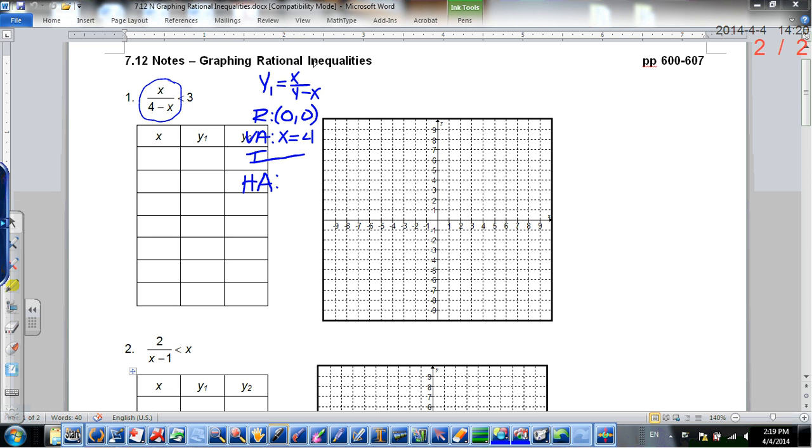All right, what about my horizontal asymptotes, my end behavior? What's the degree on top? 1. What's the degree on bottom? 1. So same degree. Degrees are the same. Play the coefficient game. What's the coefficient on top? 1. What's the coefficient on bottom? Negative 1. So this is y equals negative 1. And for my y-intercept, if I have a root at 0, 0, I must also have a y-intercept at 0, 0. I couldn't have another y-intercept because then I would not be a function.